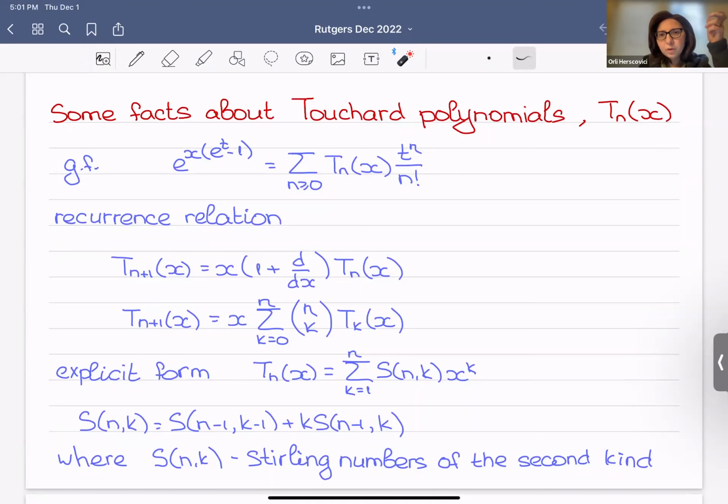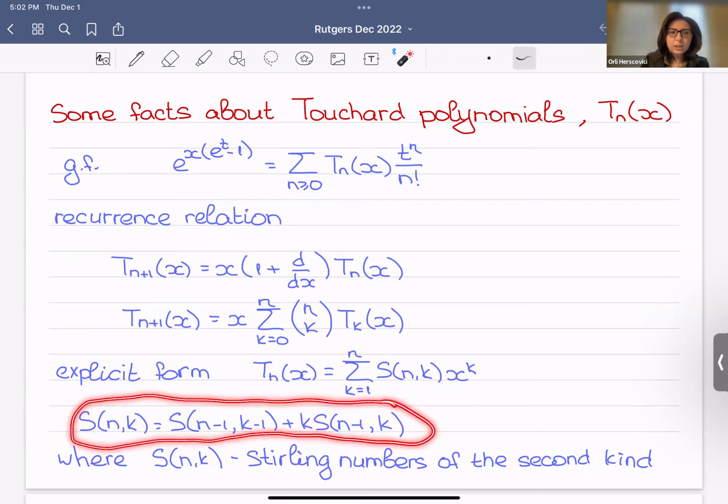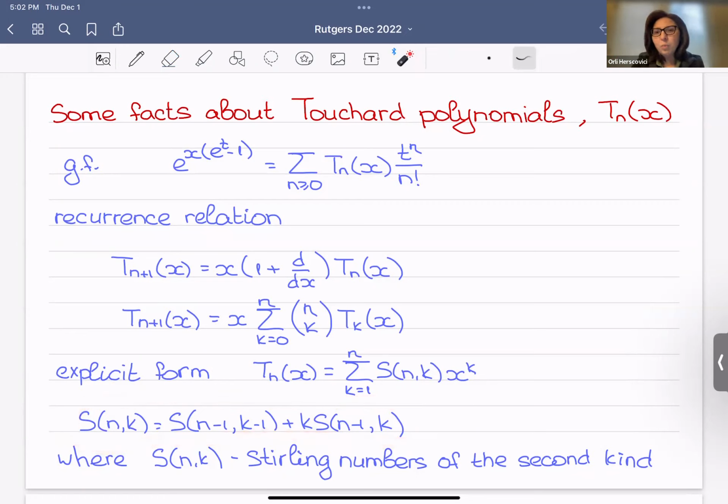And in the explicit form, Touchard polynomials have Stirling numbers of the second kind as their coefficients. And as we know from undergraduate courses, Stirling numbers of the second kind have this nice recurrence relation. And this recurrence relation definitely has a combinatorial nature. They are mostly related to set partitions.